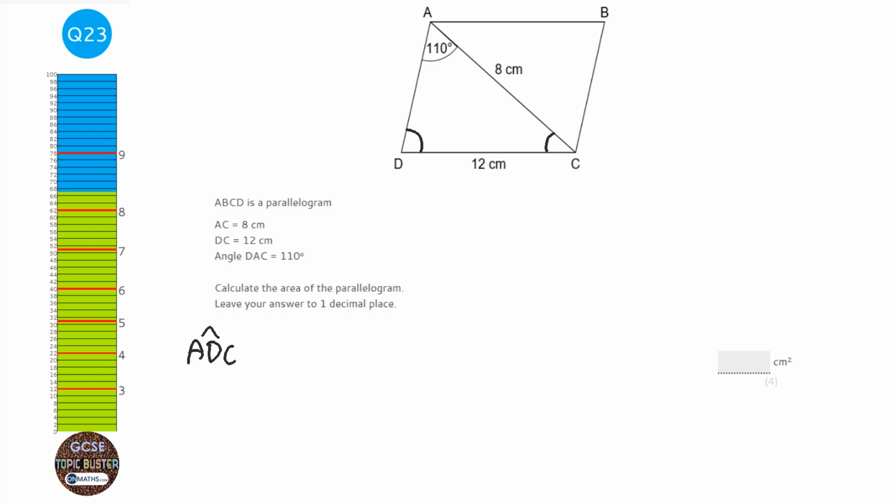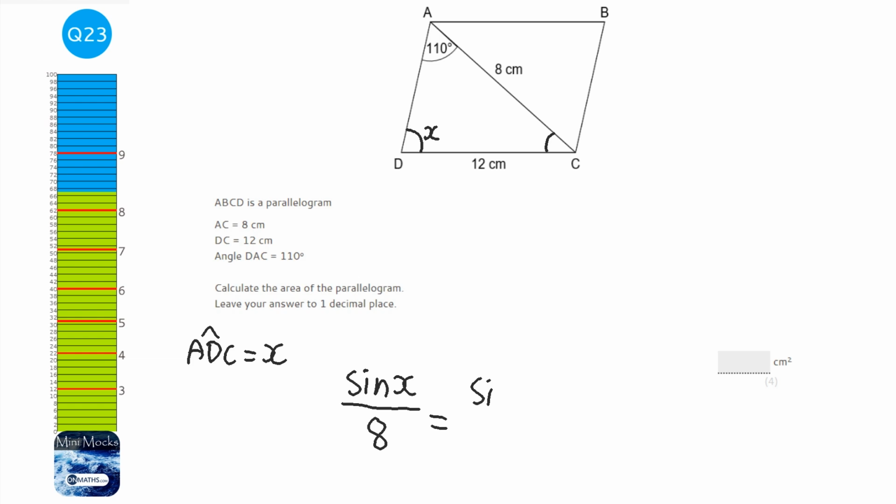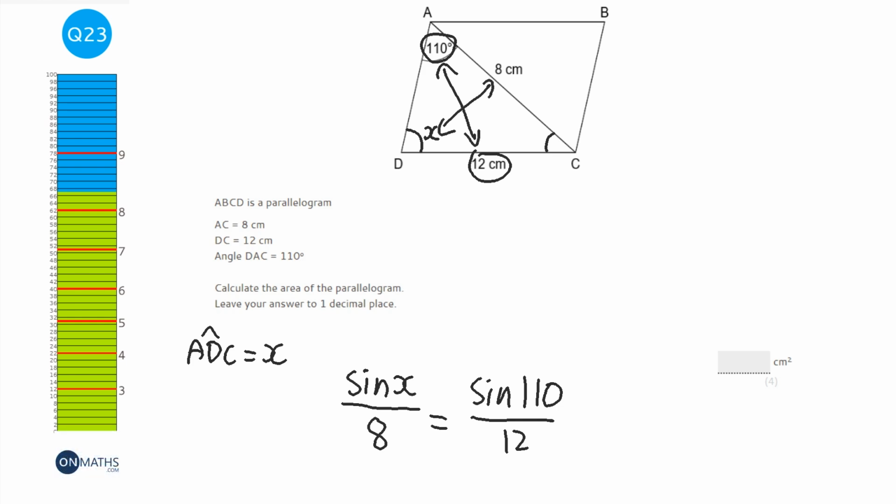Now to do that, let's call it x, so it's a bit easier to write. So I'm going to use the sine rule, and that says that sine x over 8 equals sine 110 over 12. And the reason it has to be that way around is that sine matches up opposite angles and lengths, so it's going to be those two and those two.